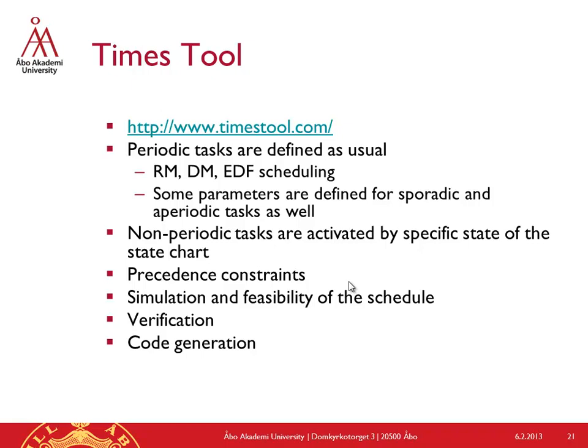Why? Because it allows me to model periodic tasks as usual. I do not have to specify any specific graph for a normal periodic task. I can model them as usual. I can just put parameters of this task and say, well, just use rate monotonic scheduling for this task, and that's it.